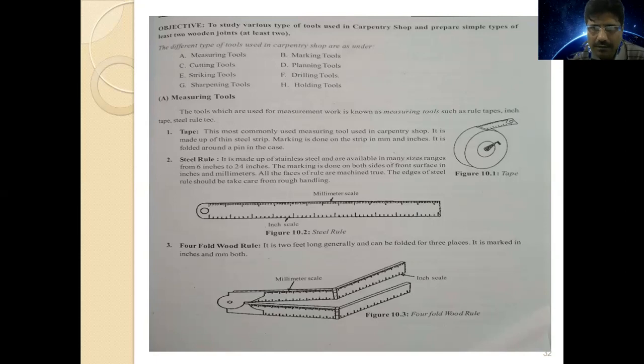make a mark on the wooden pieces. Planing tools, planers, are basically used to give a smooth surface to the job. And there are drilling tools, drilling machines, hand-held drilling machines, and holding tools, which are tongs, etc., that are basically used for holding. So in detail we will be having these when we are working in our workshop. These are the tools that we normally use.